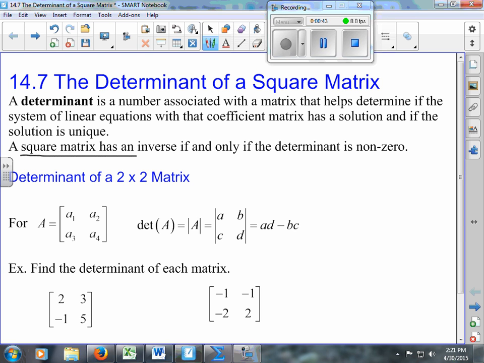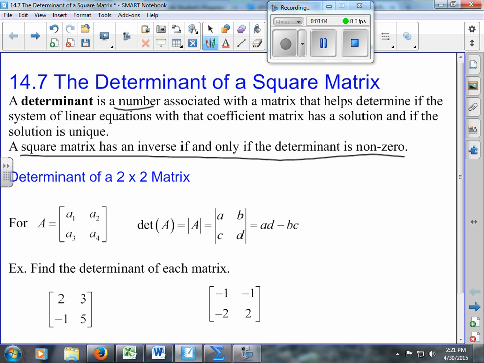And right here we have the theorem that states that if your determinant is 0, then there's no inverse for that square matrix. Okay, so we want a non-zero determinant. So we're just finding the determinant, and the determinant is just a number. It's associated with the matrix, but it's just a number associated with the matrix.